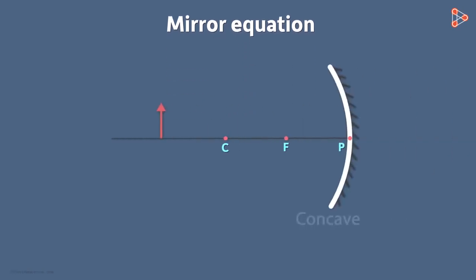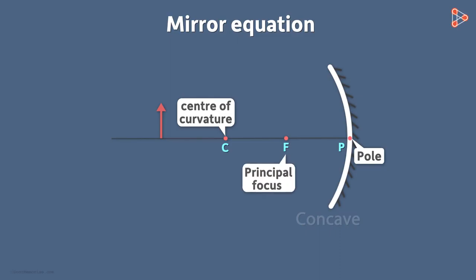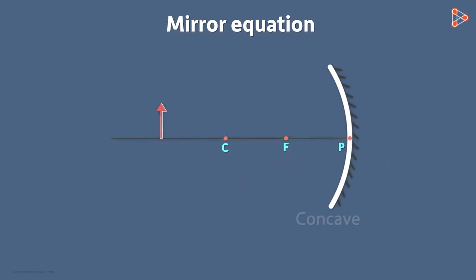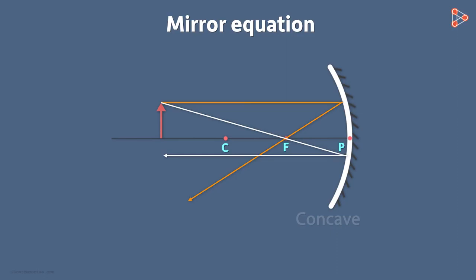You are already familiar with all these symbols. P is the pole, C is the center of curvature. It is the center of a sphere of which the reflecting surface is a part. The midpoint of C and P is the principal focus F. And finally, the line which joins all of them is the principal axis. Suppose that our object is kept behind C at a finite distance away from the mirror. We draw our usual diagram to get the image, which is of course a real image.